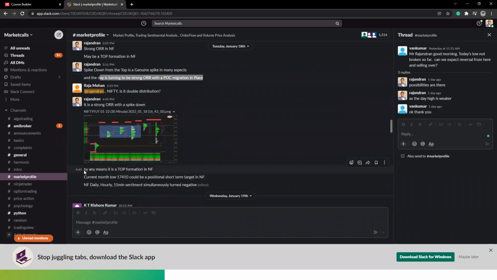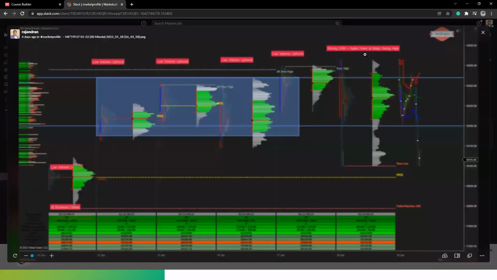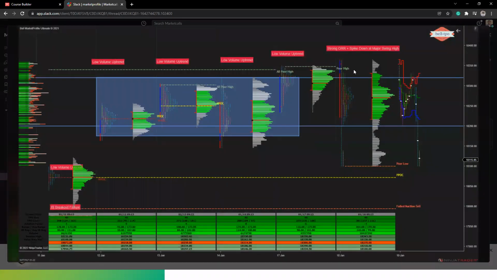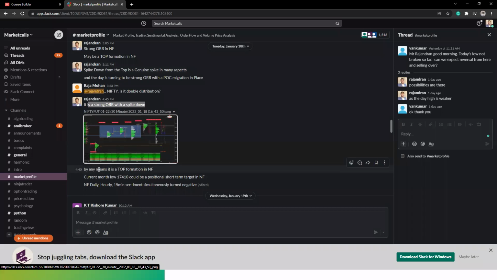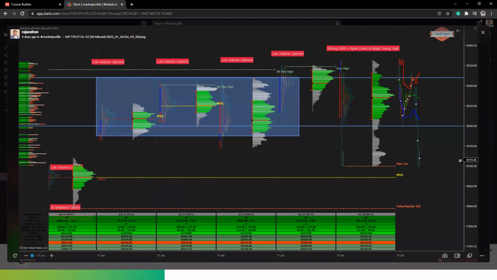And then here comes my post after market hours, right? I said it's a strong ORR with a spike down. That's what the post itself is all about. And then I said that by any means, it is a top formation in NF. NF means Nifty futures. And the current month low, which is at 17,410, could be a potential positional short-term target in NF. By the time, Nifty was trading around 18,150.